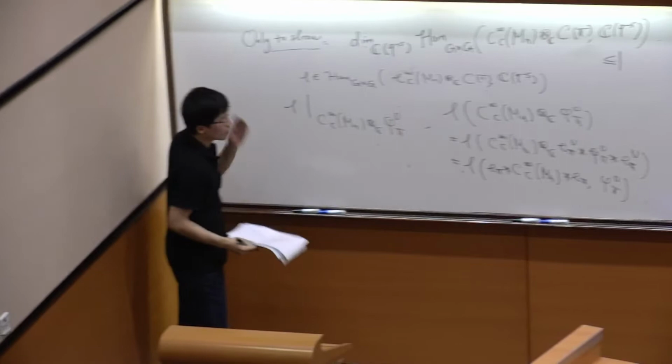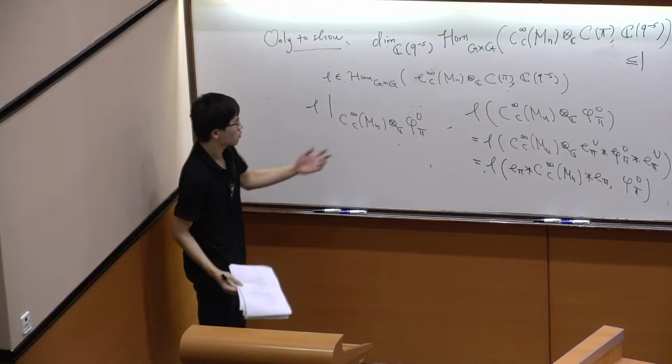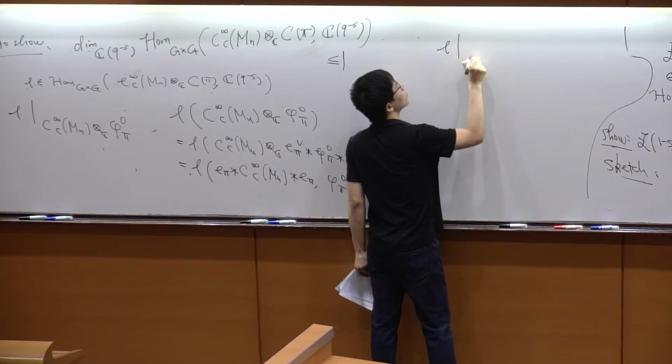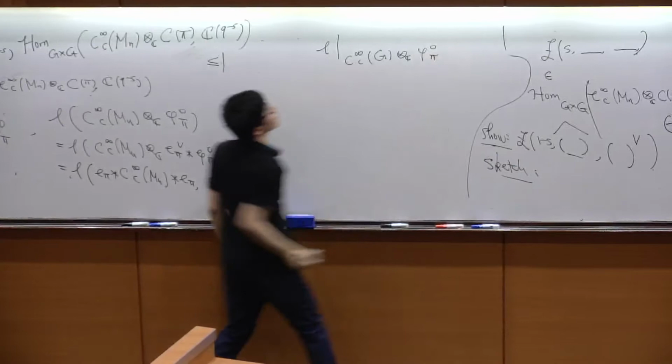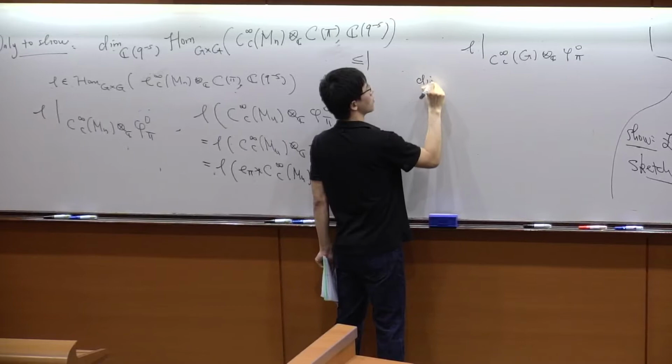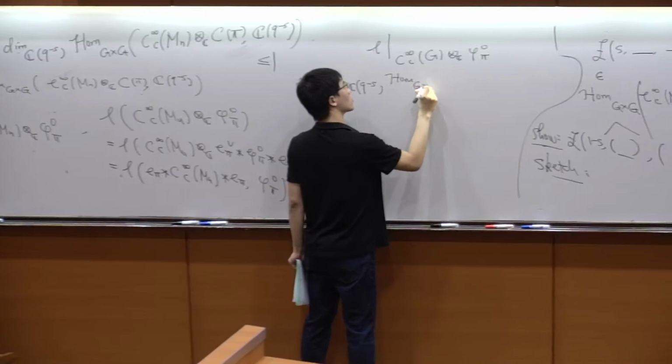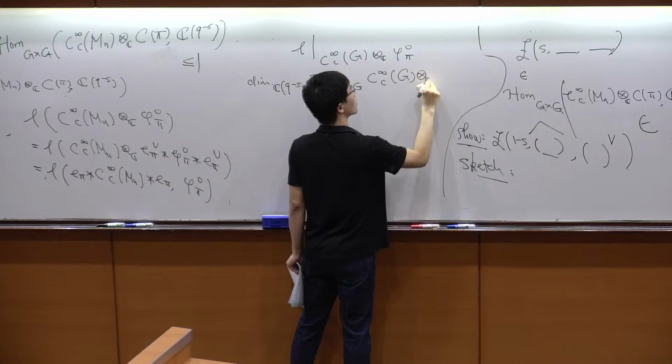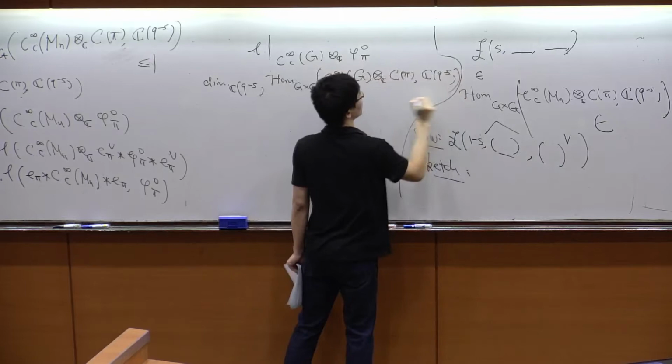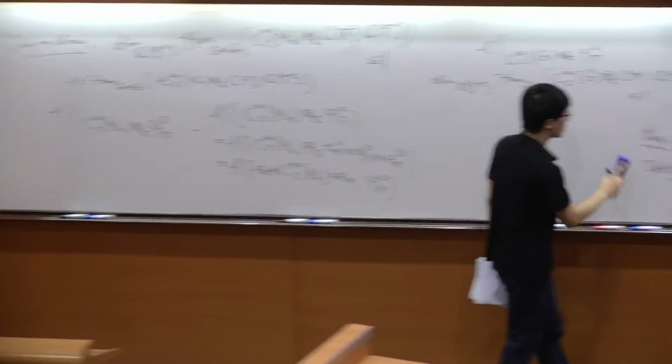Then in particular, we realize that any linear functional in the Hom space is exactly determined by its restriction to C_c^∞ functions on G, and the final pi. In other words, we only need to show that the following Hom space has the multiplicity one property. Then let's run the algebraic procedure to prove this inequality.